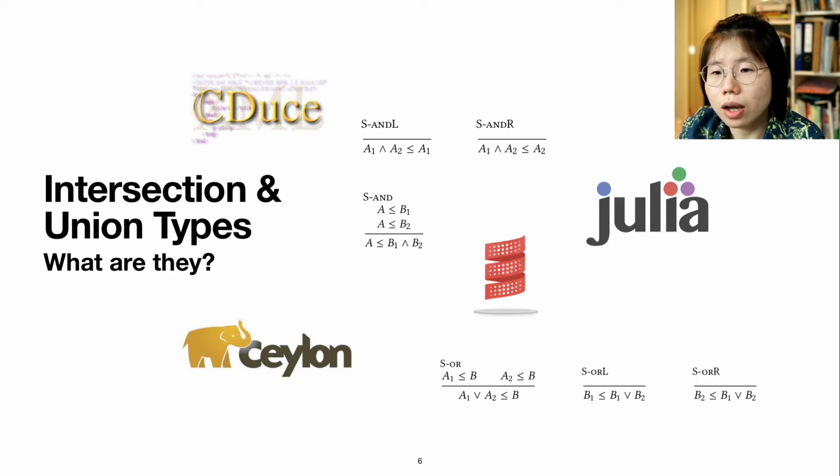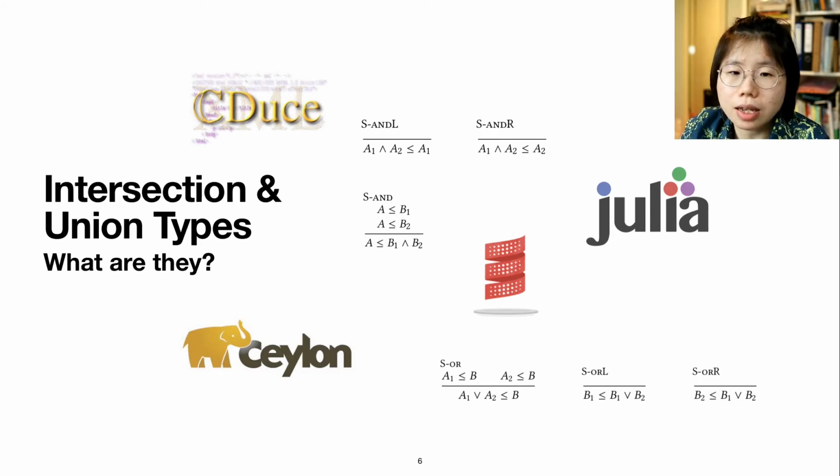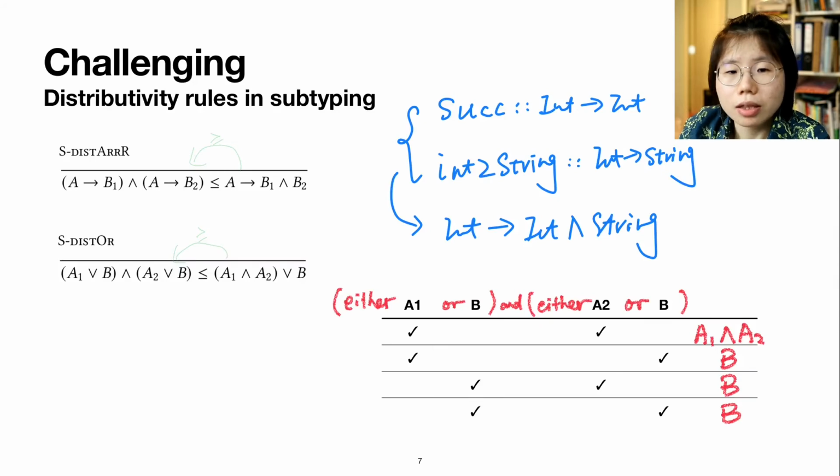And now, intersection and union types are commonly seen in programming languages like CDuce, a language for XML processing, Scala, and also the upcoming Scala 3 that is based on the DOT calculus, or the language Julia. The most challenging part in the subtyping relation around the intersection and the union types is the distributivity rules.